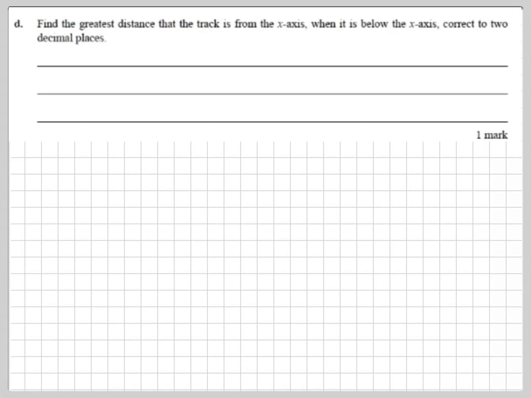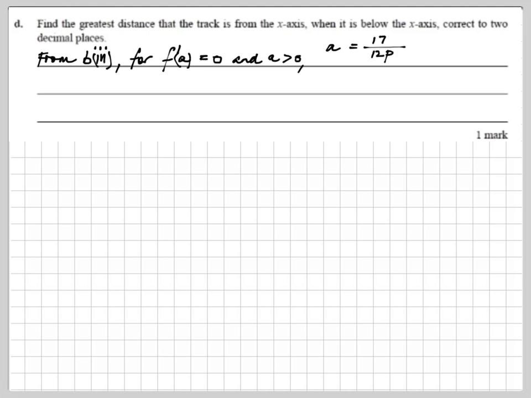Find the greatest distance that the track is from the x-axis when it is below the x-axis, correct to 2 decimal places. Well, that's point E, isn't it? So there's 2 ways you could do that, but the way I did it... Oh, wait a minute. Pause the video quick and come back. Okay?